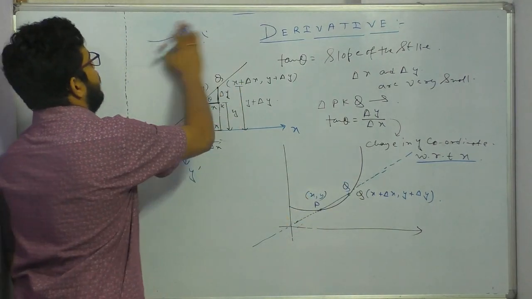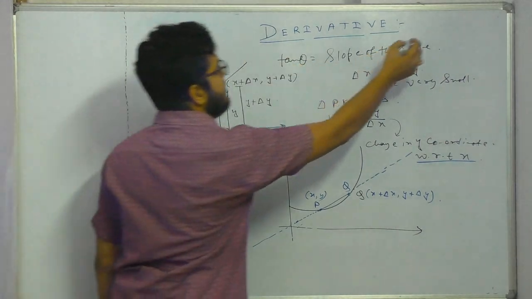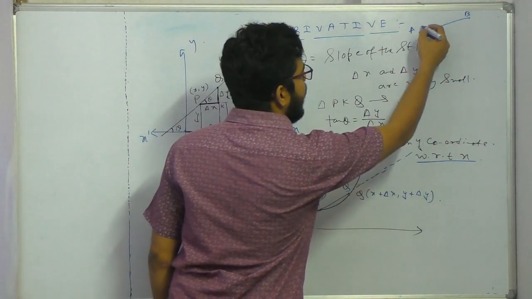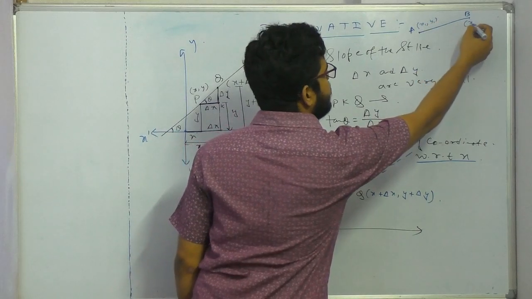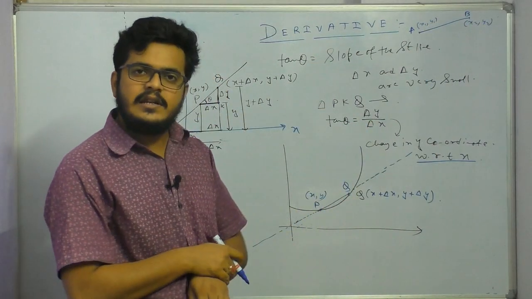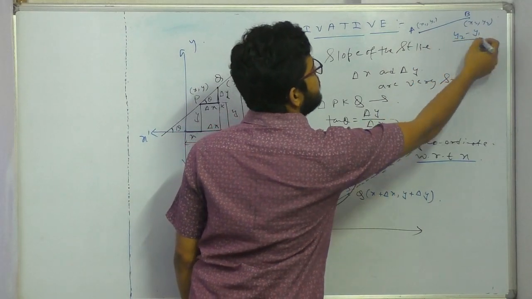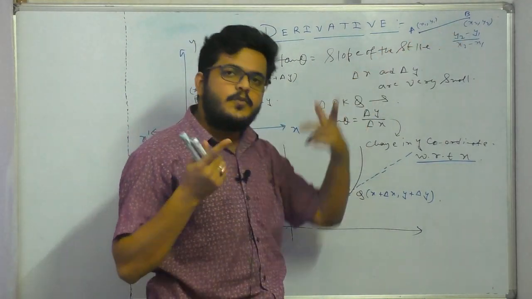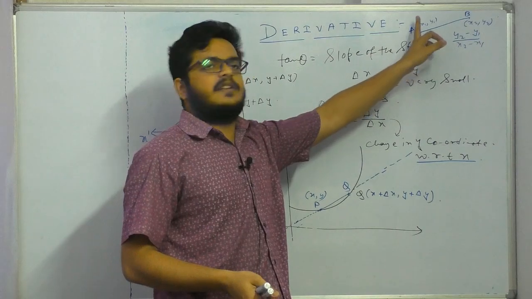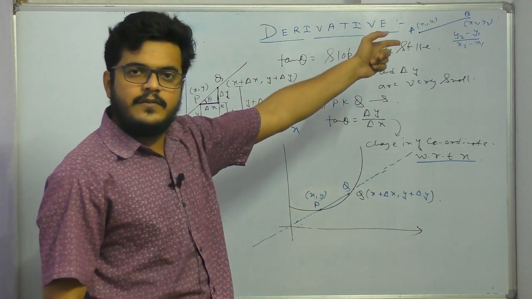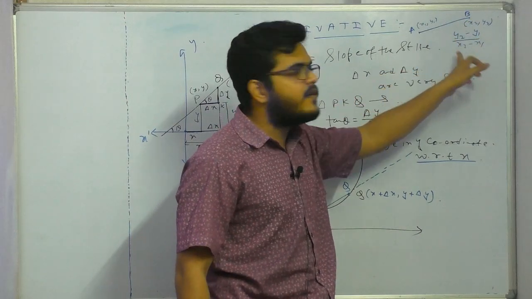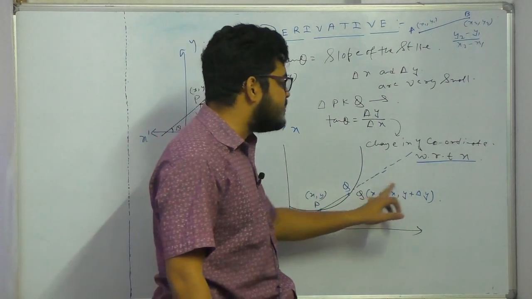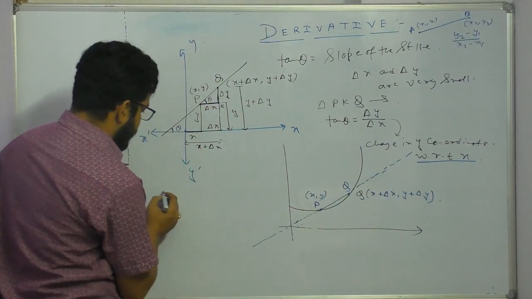Let me recall the formula. If AB is a straight line, and the coordinate of A is x1 comma y1, the coordinate of B is x2 comma y2, then what is the slope of the straight line? The slope is y2 minus y1, that means change in y coordinate, by x2 minus x1, that means change in x coordinate. If we apply this formula here, x1 y1 is x y and x2 y2 is x plus del x, y plus del y.